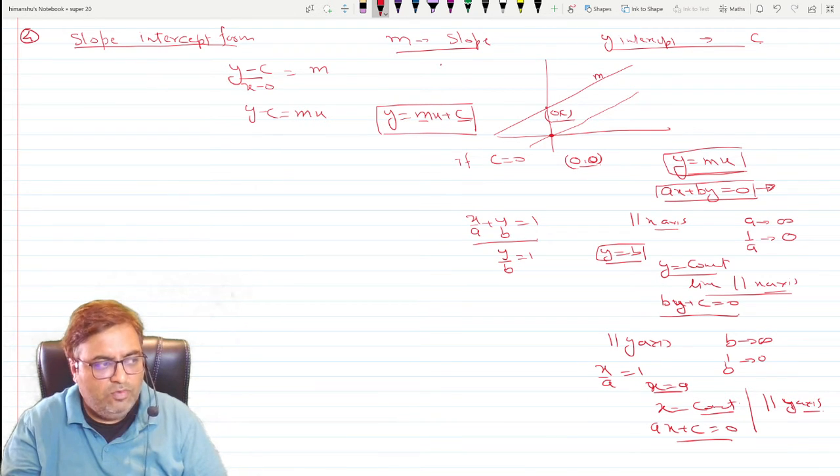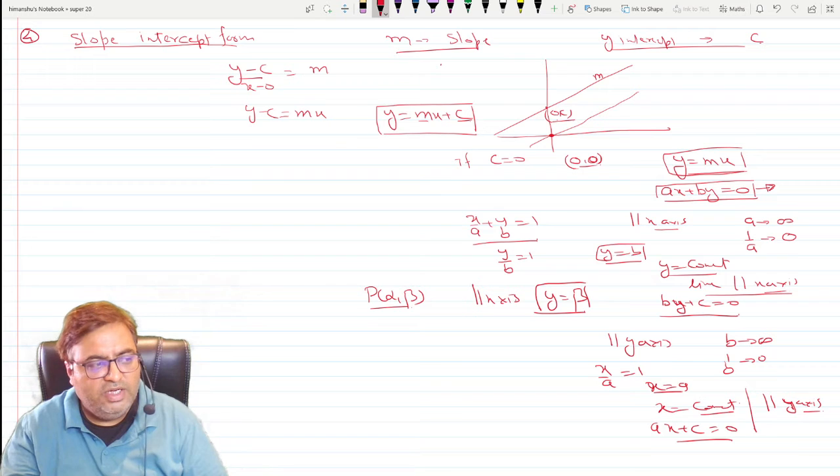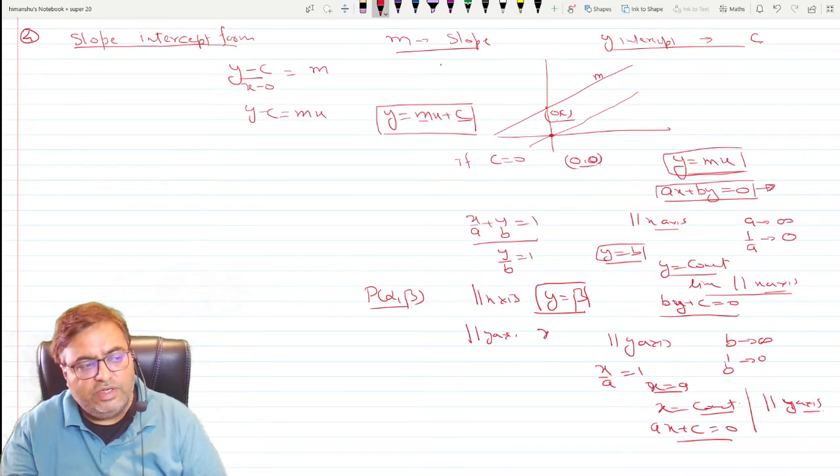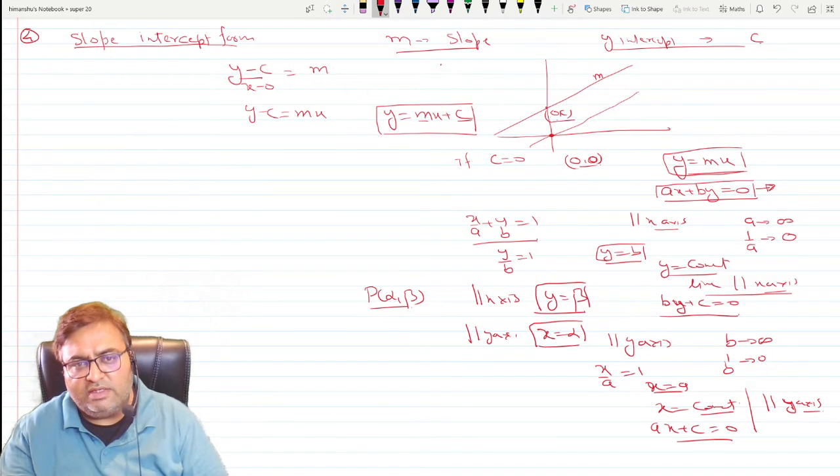So in short, if you want a line passing through a point (alpha, beta) which is parallel to the x-axis, then the equation will be y equals beta. This is the equation of a line passing through (alpha, beta) and parallel to the x-axis. And if a line is parallel to the y-axis, the equation will be x equals alpha. So these are the equations of lines passing through a point which are parallel to the x-axis or the y-axis. These are the direct equations that you can utilize over here.